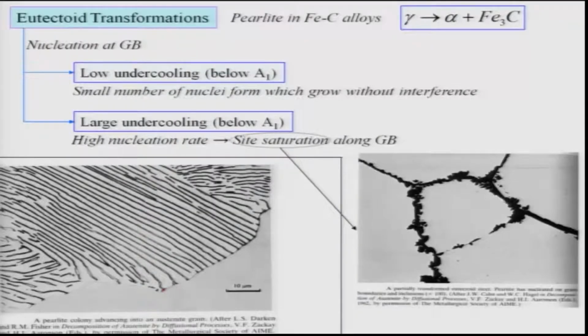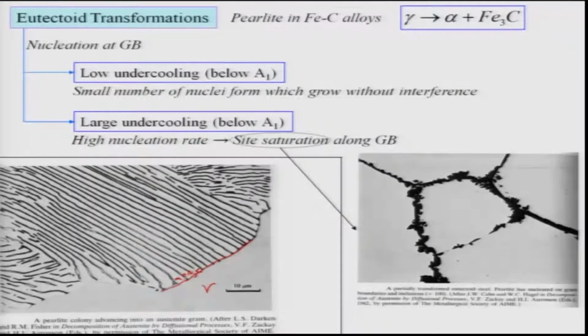This is the interface, this is the gamma, and that interface is between gamma and the reaction product. The reaction product is obviously alpha and Fe3C. This is Fe3C as you see here. So, what you see here is, as the interface moves, both the phases are going together. That means this is a cooperative growth.